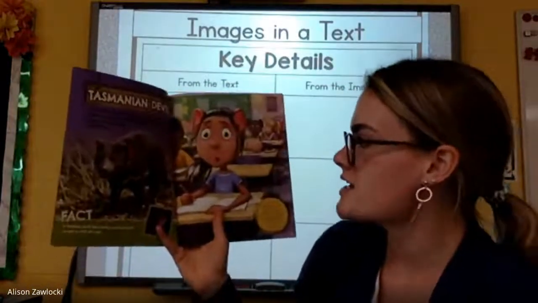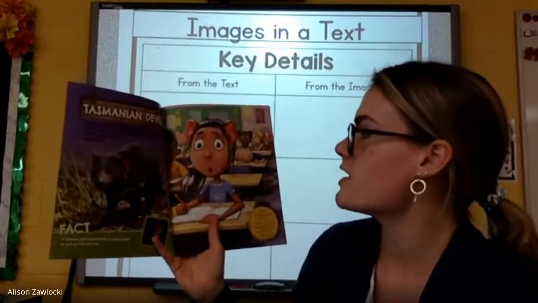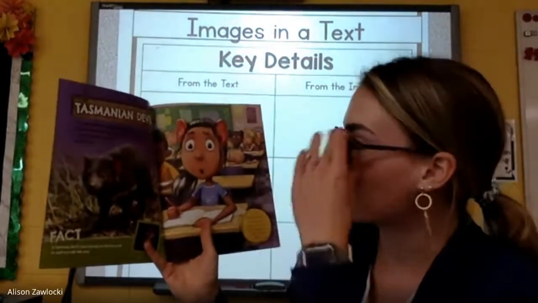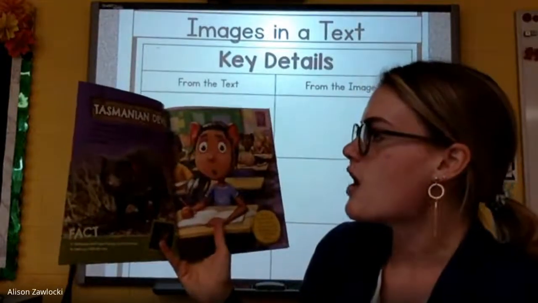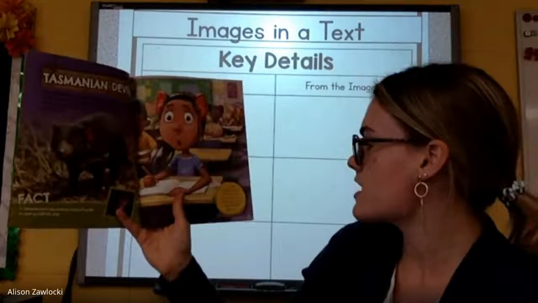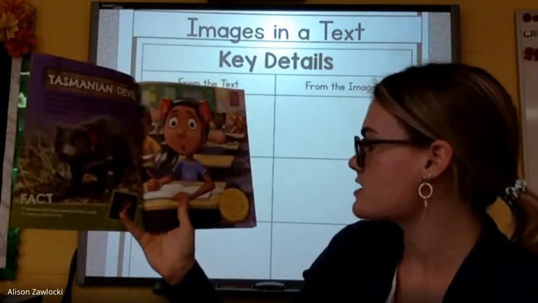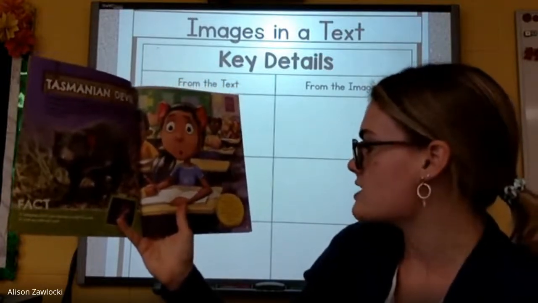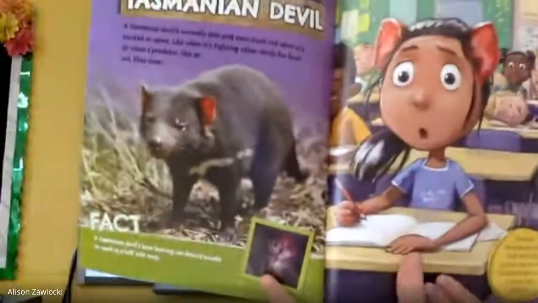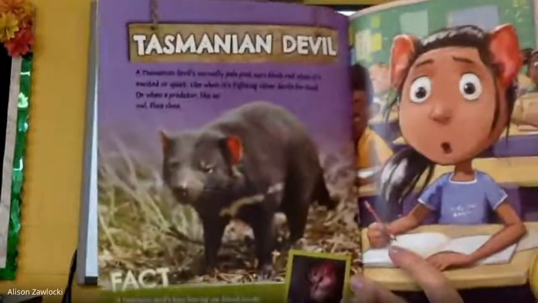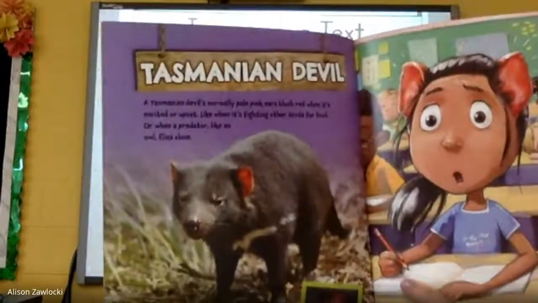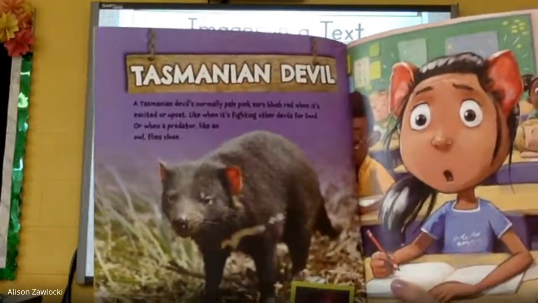Tasmanian devil. A Tasmanian devil's normally pale pink ears blush red when it's upset or excited, like when it's fighting other devils for food, or when a predator, like an owl, flies close. If you had Tasmanian devil ears, you'd never miss a secret, but your ears would always give away what you heard upset you. So what we learned from that text is that their ears turn red when they are upset. And we learned that from just the text. The text told us that.